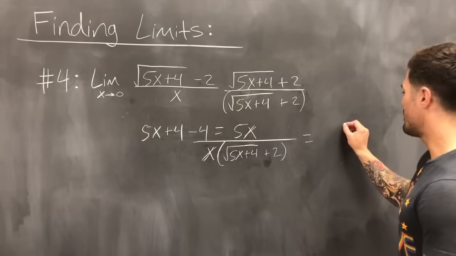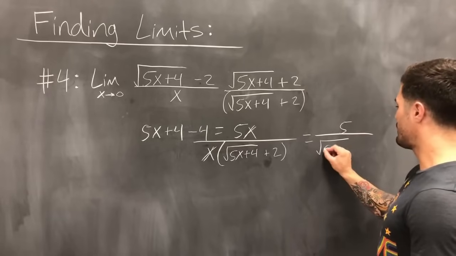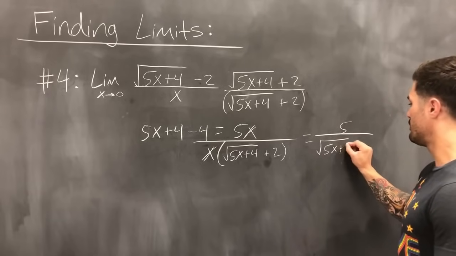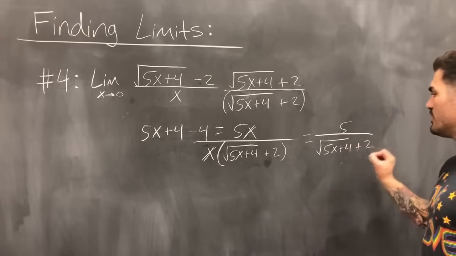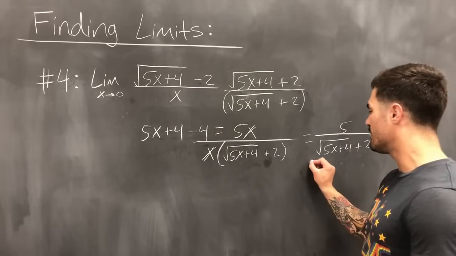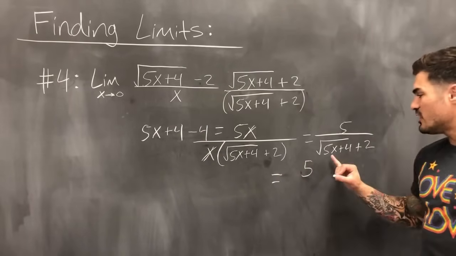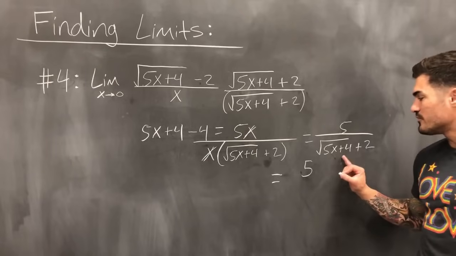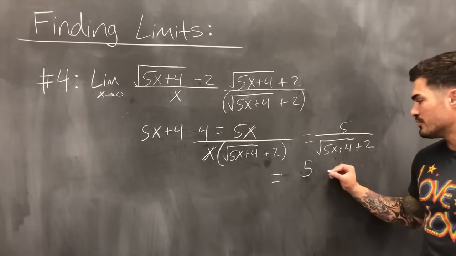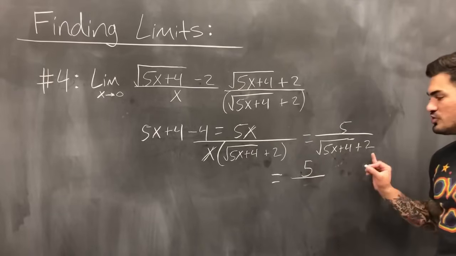And now look what happens. I have 5 over square root of 5x plus 4 plus 2. And now look what happens when I plug 0 into my function. I get 5 in the numerator. In the denominator, I get 0 plus 4, all under the square root. So that's the square root of 4, that's 2. 2 plus 2, so that's 4.